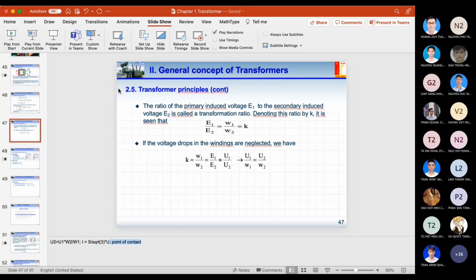And of course, we have just been talking about the transformation ratio of the transformer.